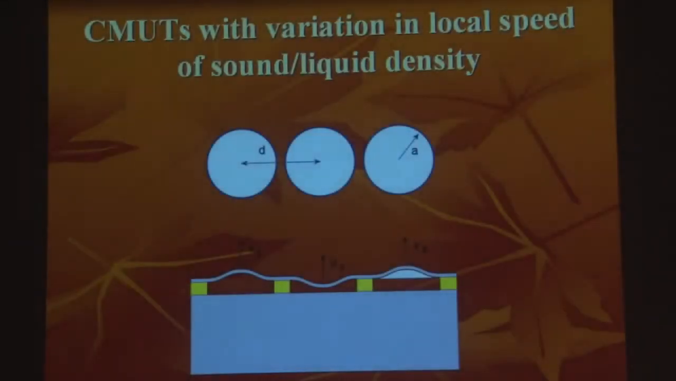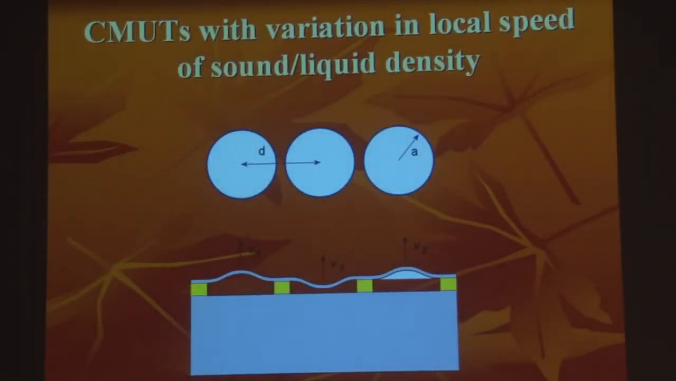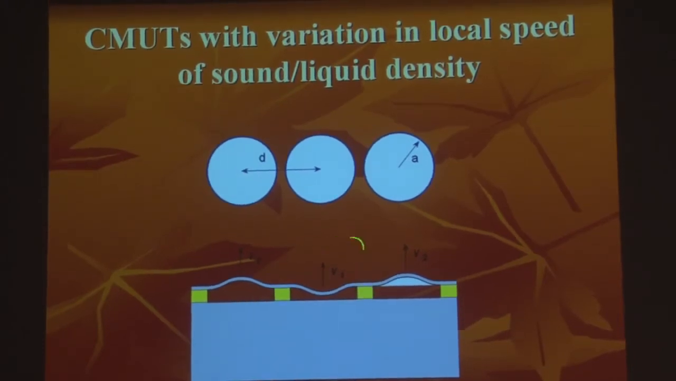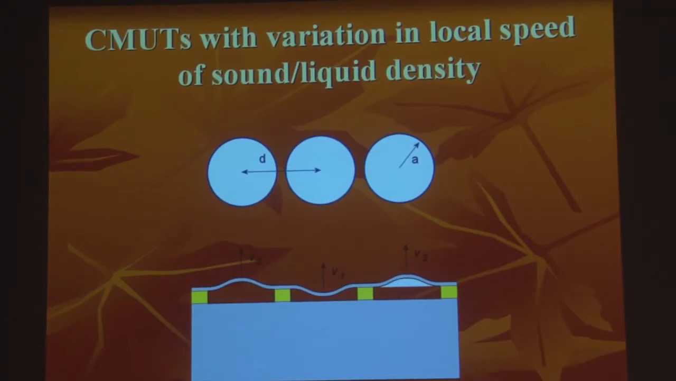So we said, can we use this as a sensor? It is very sensitive to the local sound velocity and sound density. It turns out if you generate a high Q configuration, the resonance frequency is very sensitive to local variation of sound velocity and local variation of the liquid density. Suppose there is a cell nearby or something, so it can be used as an imaging tool.